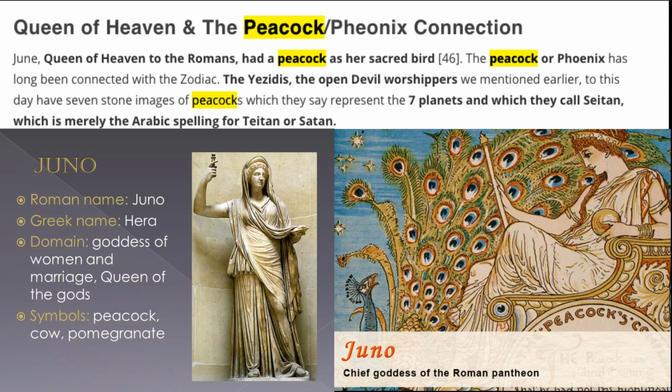Queen of Heaven and the peacock, phoenix connection, it says here. So the Queen of Heaven, right? Juno, Queen of Heaven to the Romans, had a peacock as her sacred bird, and we'll get into that later as well with Juno. The peacock or phoenix has long been connected with the zodiac. Again, a reference to the zodiac, just like in the church window we read about earlier. The Yazidis, the open devil worshippers, we mentioned earlier, to this day have 7 stone images of peacocks, which they say represent the 7 planets, which they call Satan, which is merely the Arabic spelling for Tatan or Satan. Again, being linked to the stars, right? Her tail, her eyes are the stars spread over the sky, it says. And over here it says that it represents the 7 planets, the 7 wandering stars. 7 again, a reference with Enoch and Thoth, 7.